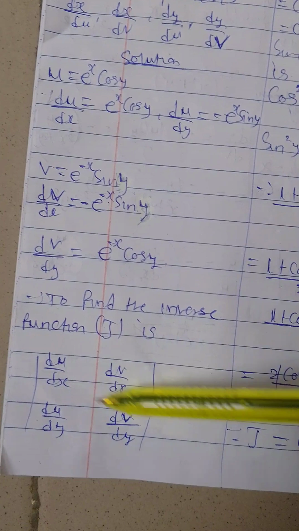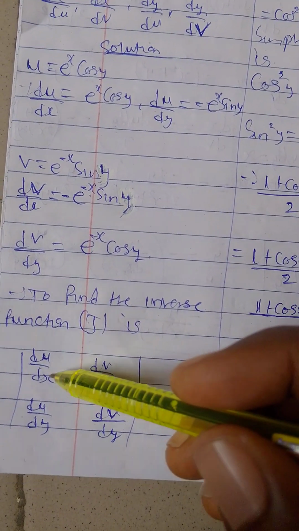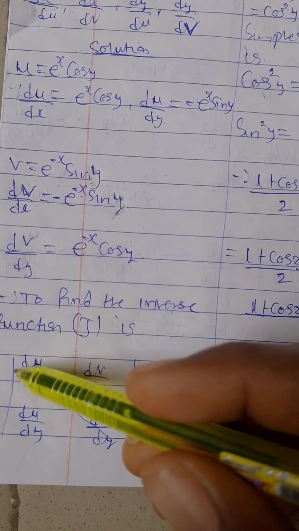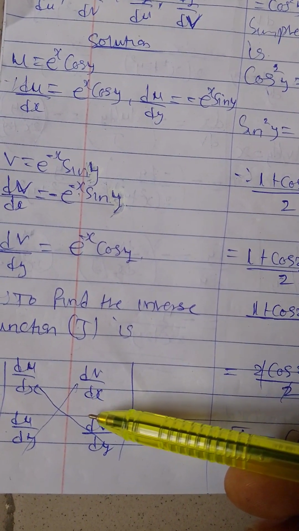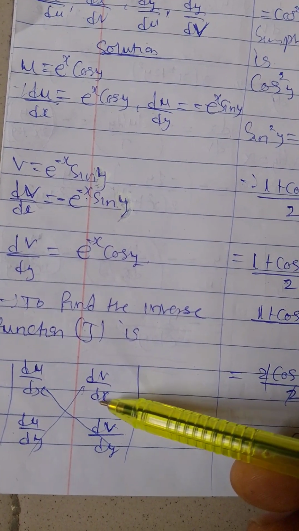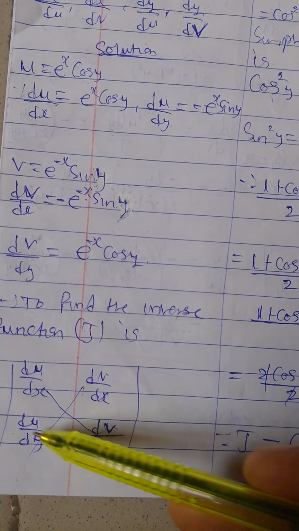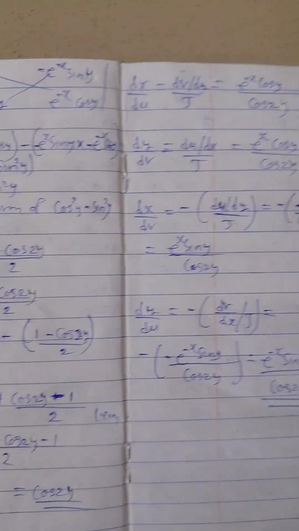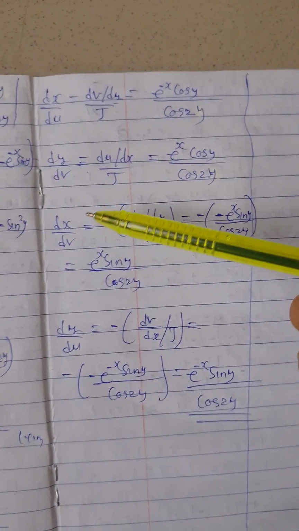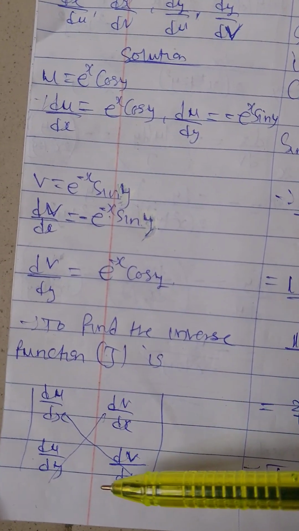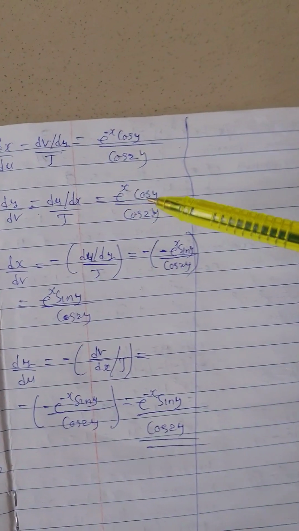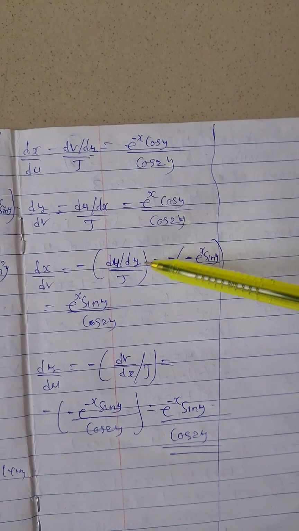And therefore, what's next? After we are done with this line, I know that everything here is plus, everything here is minus. So let's start from here. Now ds over dv is equal to minus du over dy over j. So that becomes ds over dv is equal to minus du over dy all over j.